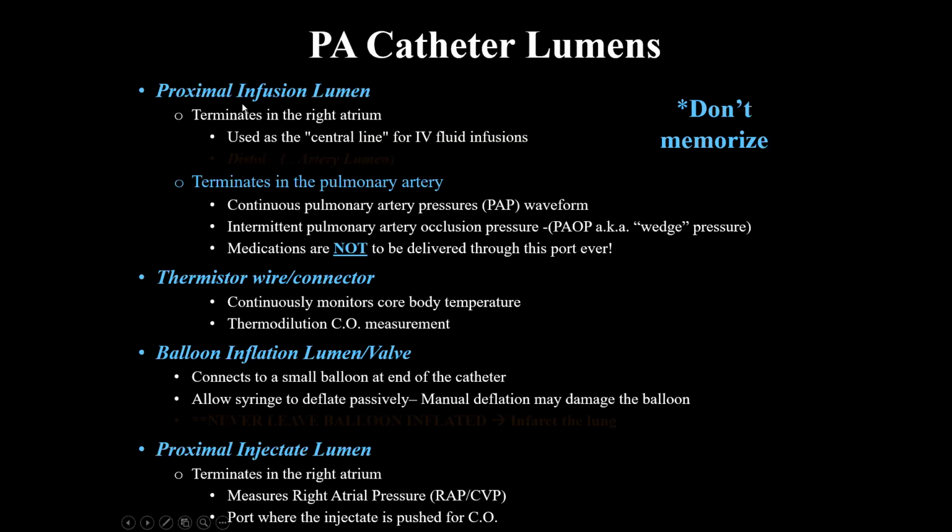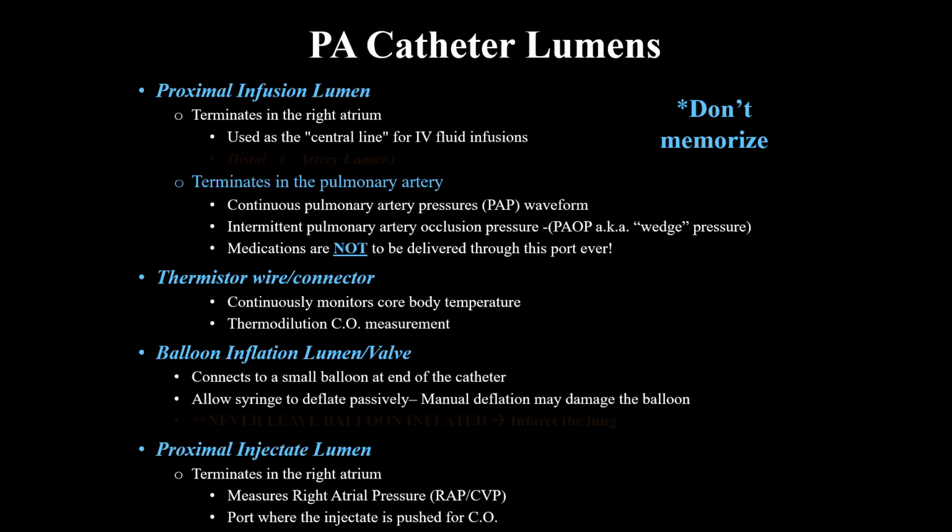Okay. But your proximal infusion, it ends up in the right atrium, and we use it as a central line. So just like if we had a triple lumen catheter, we would use it as a central line. So we can run fluids through here. We don't normally run blood through a Swan. I don't know if CVIC is doing something different, but we usually put in another line to run blood. I don't normally run blood through a Swan. But the proximal infusion lumen, treat it like a central line, you know, vasoactive medications, those kind of things.